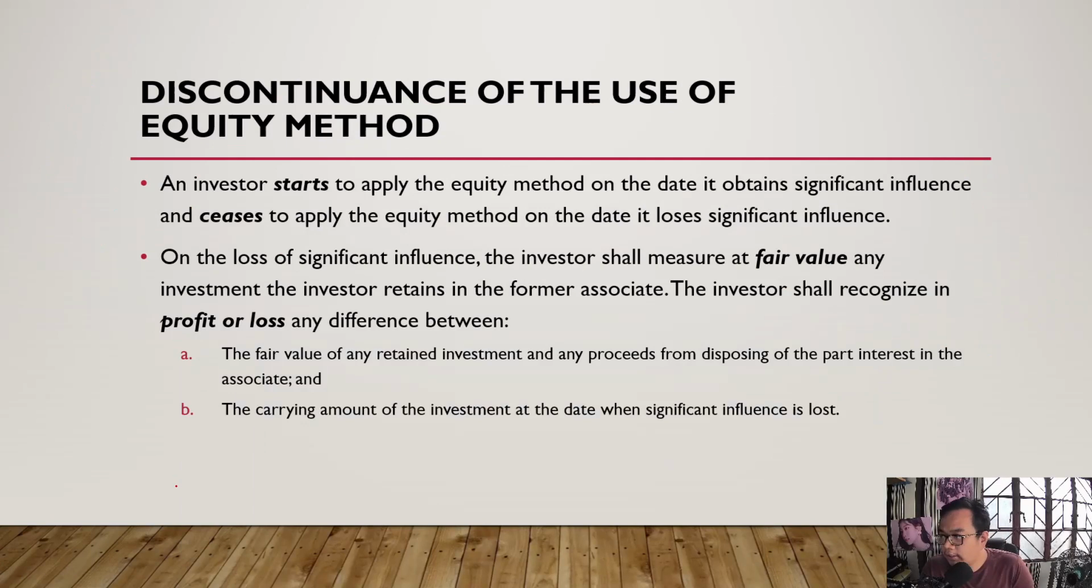Ngayon, let's go to the next slide. Discontinuance of the use of the equity method. An investor starts to apply the equity method on the date it obtained significant influence. So, pag January 1 obtained significant influence, then that's the time that you will apply equity method. Then, ceases to apply such equity method at the date that it loses significant influence. Kung kailan nag-cease yung significant influence, that's the time that you will cease using the equity method. Ganun kasimple.